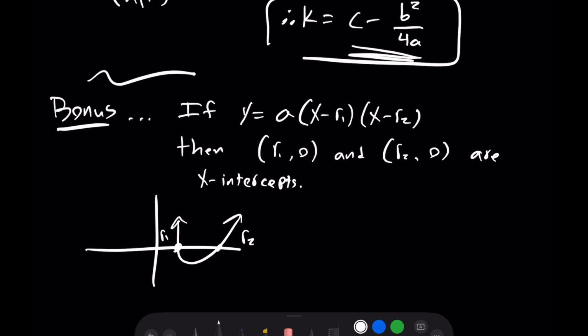What's the relationship with the vertex? Well, intuitively, if we think about it, this x-coordinate of that vertex has to be halfway between r sub 1 and r sub 2. And right now we have the tools to prove that in fact h, which equals minus b over 2a, is equal to 1/2 times the quantity r sub 1 plus r sub 2. We have the tools right now to prove that. And in a future video, we'll do that.